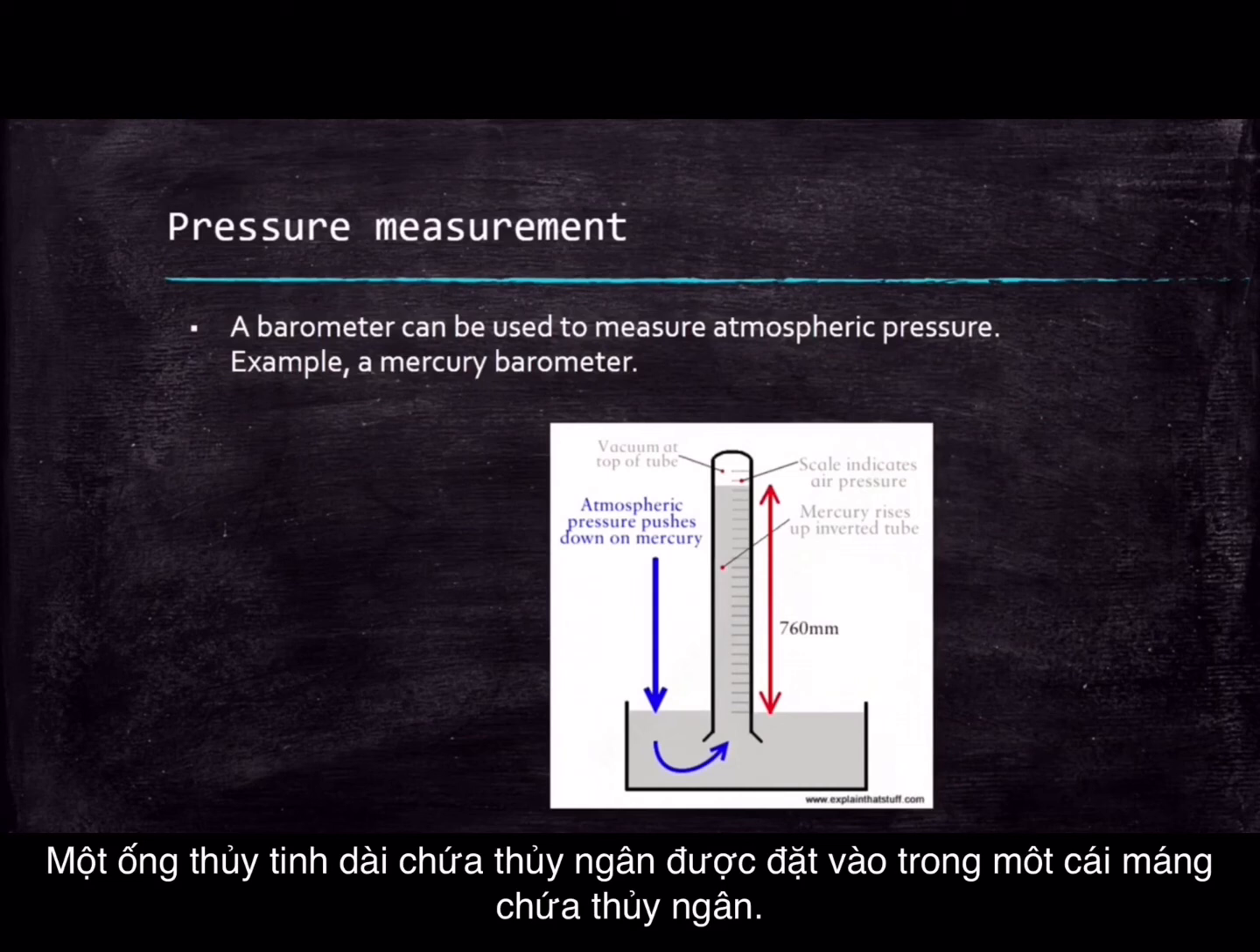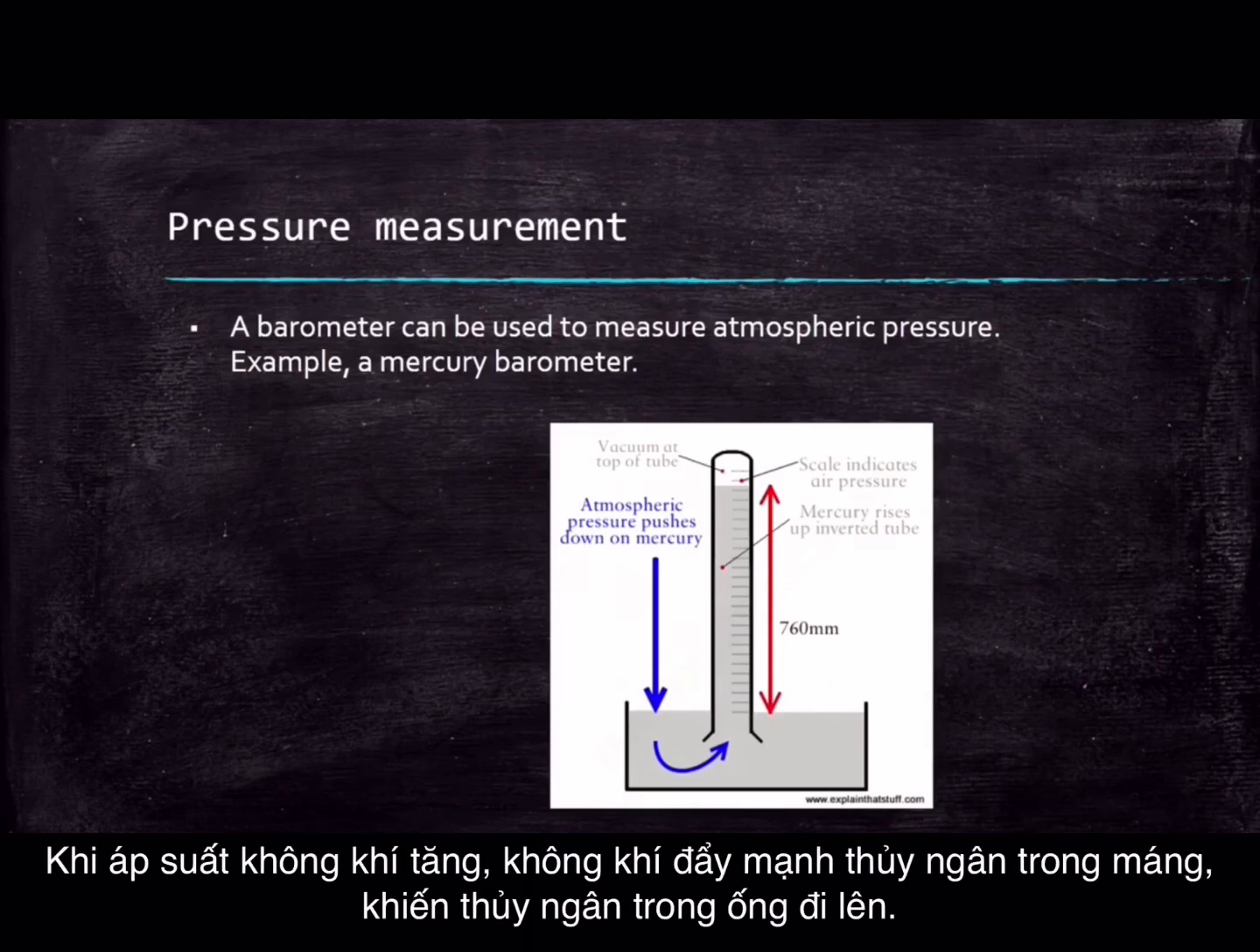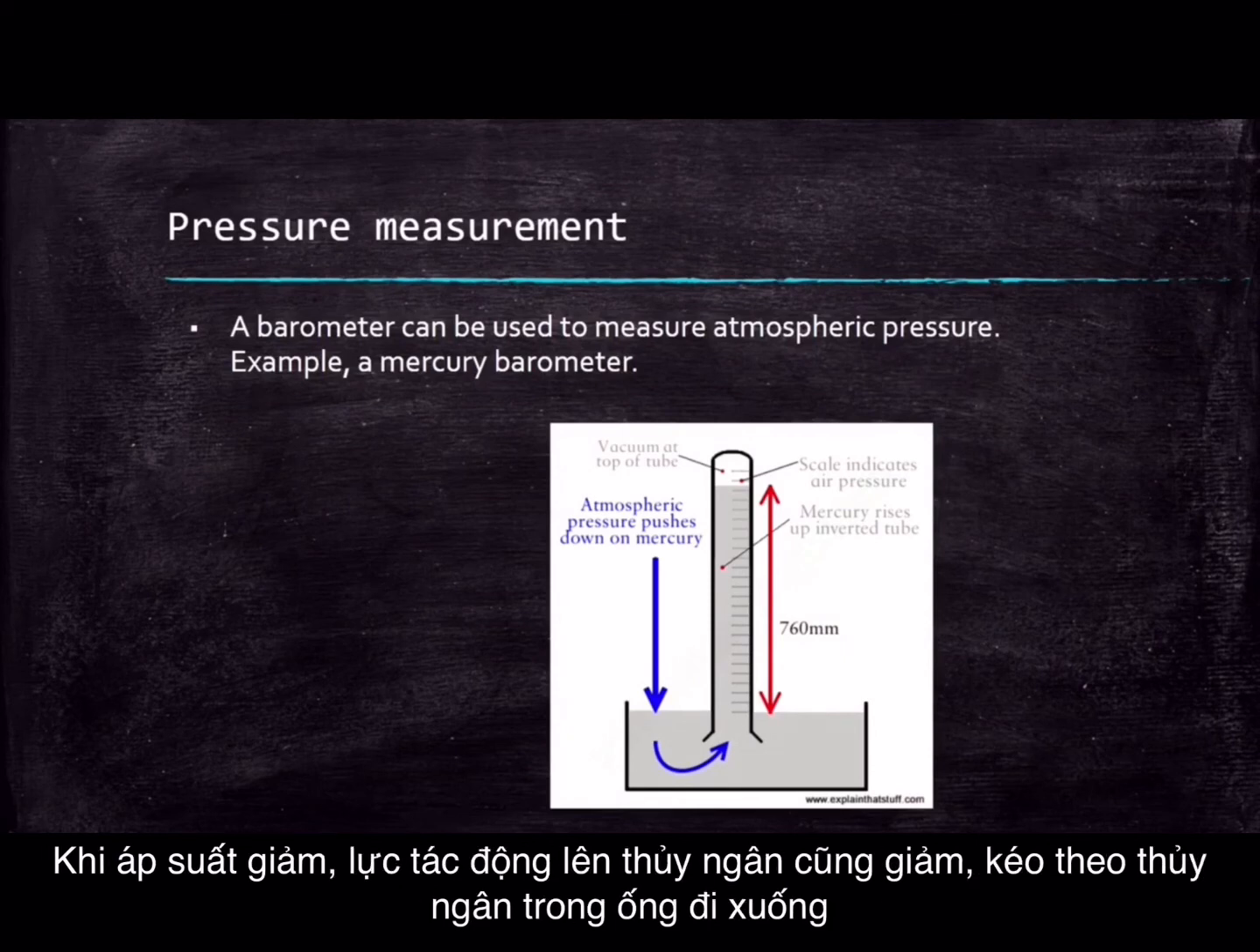A long glass tube is filled with mercury and then carefully inverted into a trough containing mercury. When the atmospheric pressure is high, the air presses more strongly on the mercury in the trough so that it rises further in the tube. If the pressure falls, the force on the mercury decreases and the level in the tube decreases.